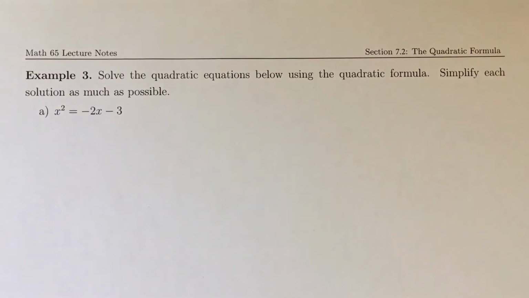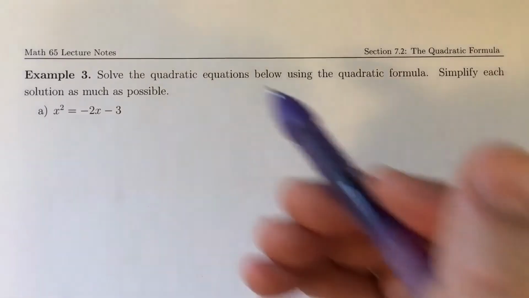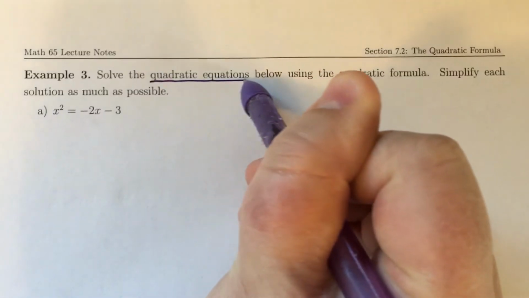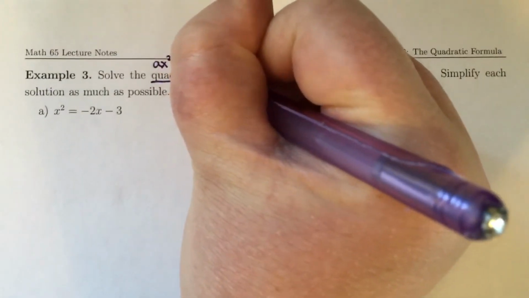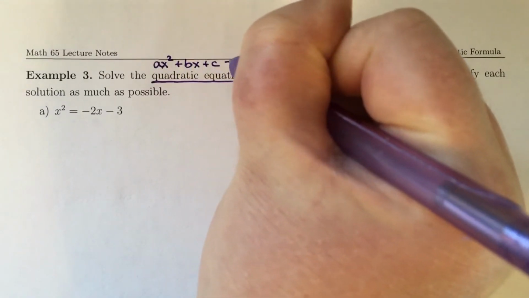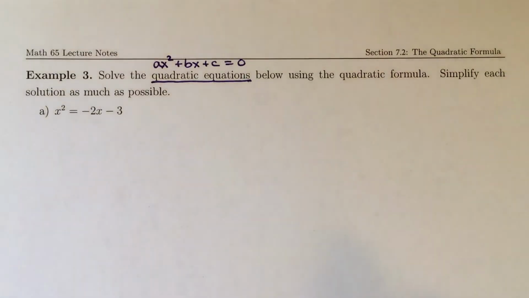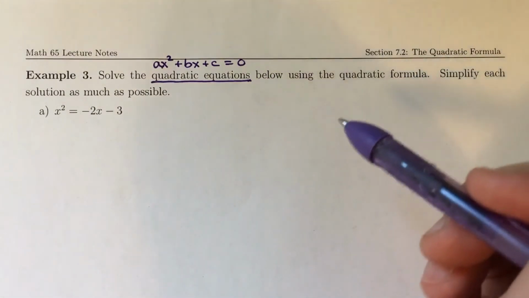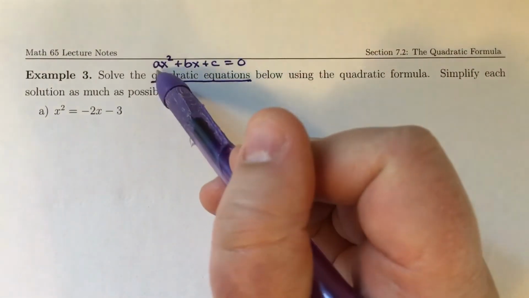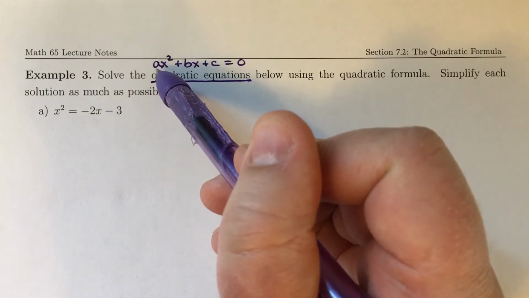Let's do a couple more examples of solving quadratic equations using the quadratic formula. So just as a reminder, quadratic equations need to be of the form ax squared plus bx plus c equals 0 in order to use the quadratic formula. And then, ideally, it would be great if a were positive.